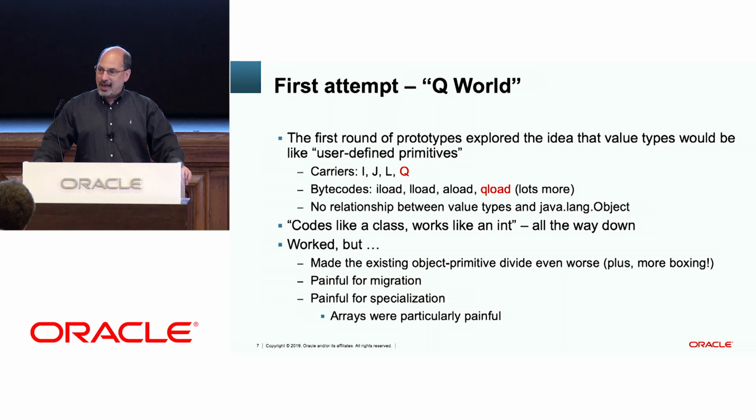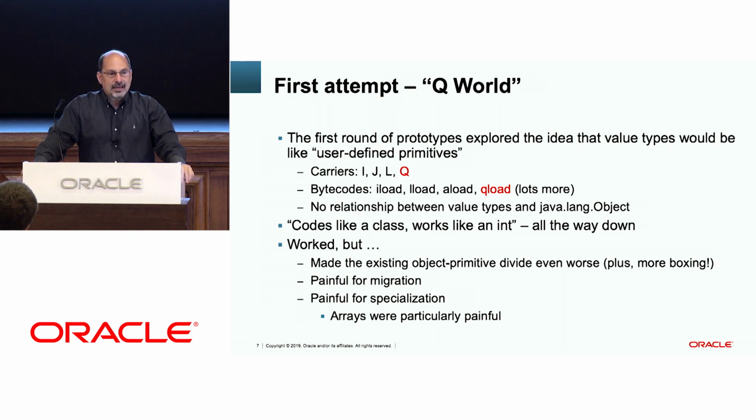And similarly, we have these typed bytecodes, iload to push an int on the stack, lload to push a long on the stack, et cetera. And for all of those iload, ireturn, istore, iaload bytecodes, we had Q variants. So there were probably a dozen new bytecodes. And there was no relationship between value types and java.lang.Object. So we took the idea of "a class works like an int" very literally, where we took the "works like an int" all the way down into the VM, and this worked for some definition of worked.